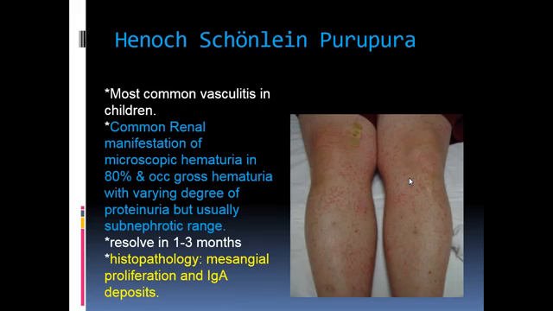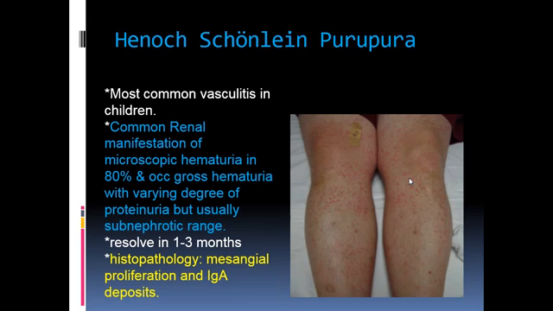So what is typical regarding Henoch-Schonlein purpura? It's the most common vasculitis in children. A common renal manifestation is microscopic hematuria in 80% of the patients, and usually subnephrotic range proteinuria. It resolves in 1 to 3 months. And the typical biopsy resembles IgA nephropathy, in that you have IgA deposits.